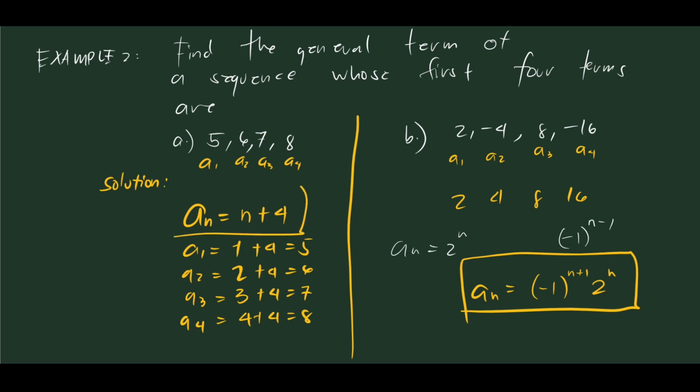So there you have it. These are two examples of, given a list of terms, how you can construct a general term for that finite sequence. In this case, a finite sequence.